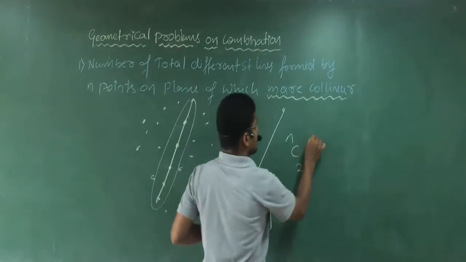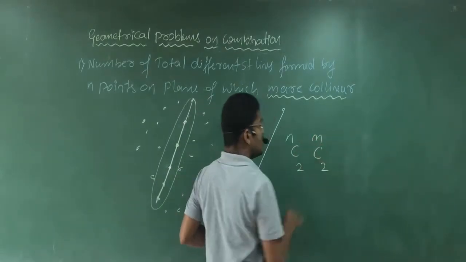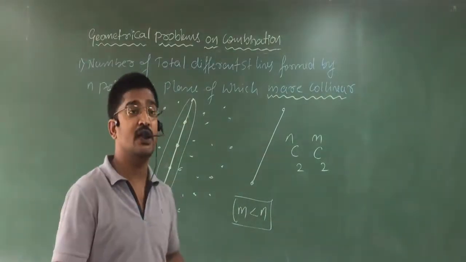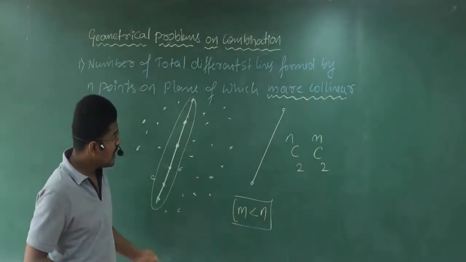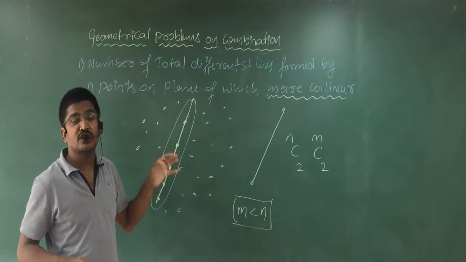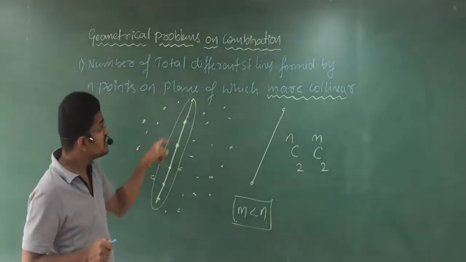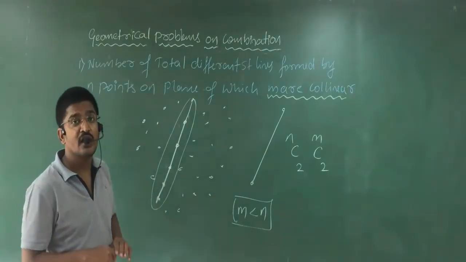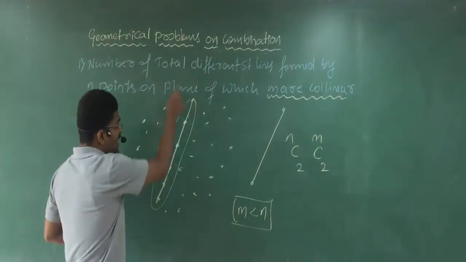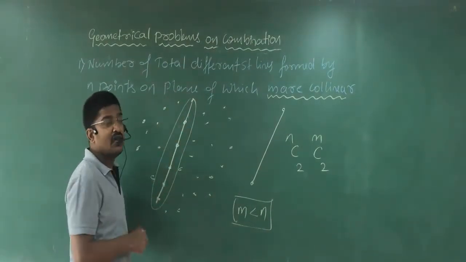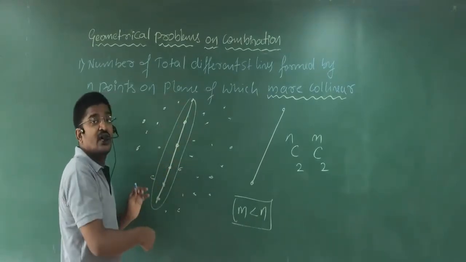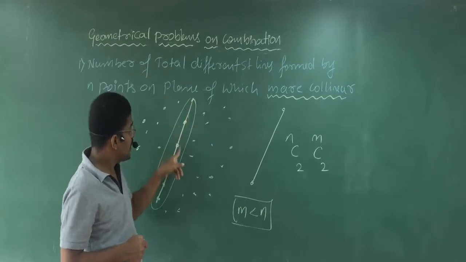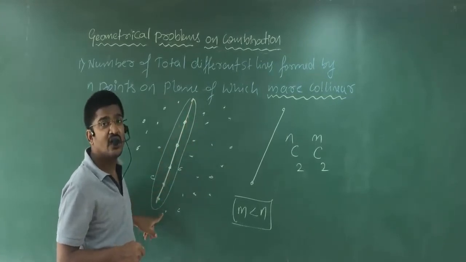That means from the m points, I can make mC2 number of lines. Are you getting my point? That means from the total number of lines, I should remove the lines formed by these m points. Are you clear? That means this line will be cancelled, this line is also cancelled, and at the same time, the lines formed by these points are also cancelled.